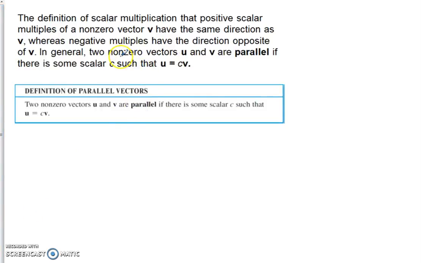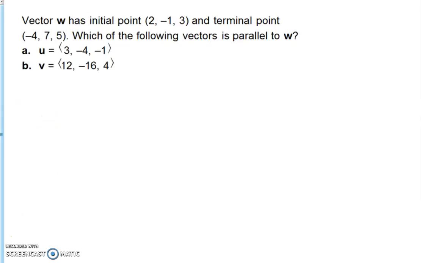All right. We're going to talk about parallel vectors here as well. And you can read through this if you would, please. Parallel vectors happen when one is a scalar multiple of the other. That's all it is. So you see one is a scalar multiple of the other. u is equal to some scalar times v. Let's take a peek at this. Vector w has initial point 2, -1, 3, and terminal point -4, 7, 5. Which, if any, of these two vectors is parallel to it?